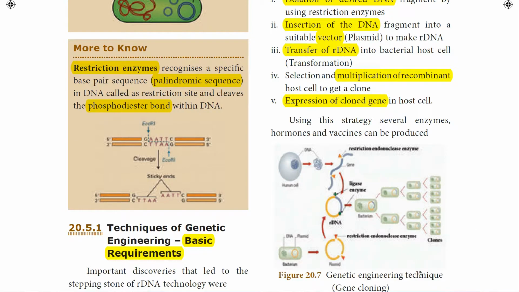Now the diagrammatic representation of the procedure of gene cloning. Here you have to take the desired DNA fragment from the organism which possesses it. We have to take the desired DNA fragment, which is responsible for producing the desired character, using the restriction endonuclease. Similarly, the plasmid also must be taken.